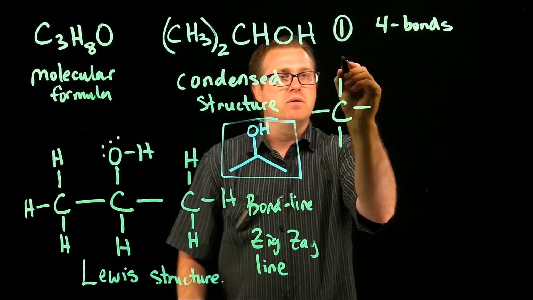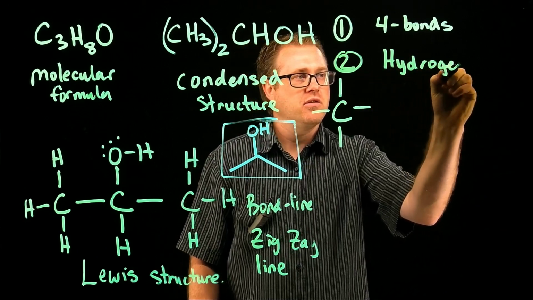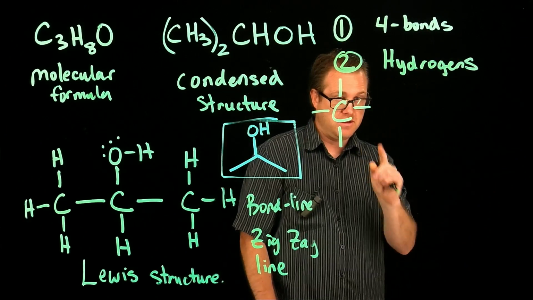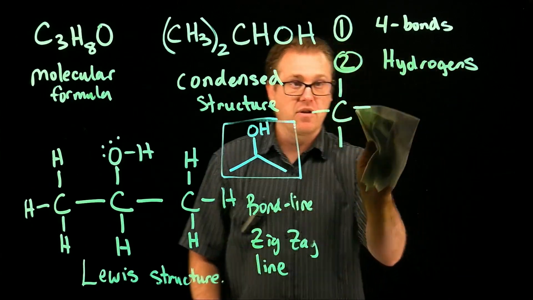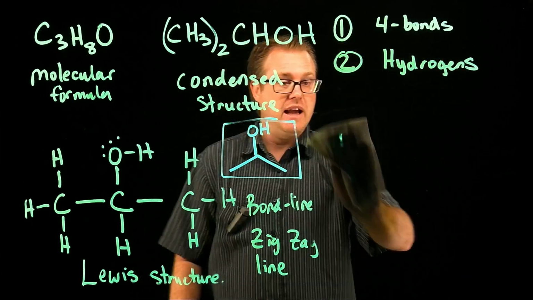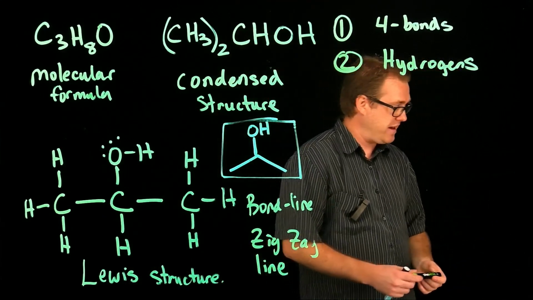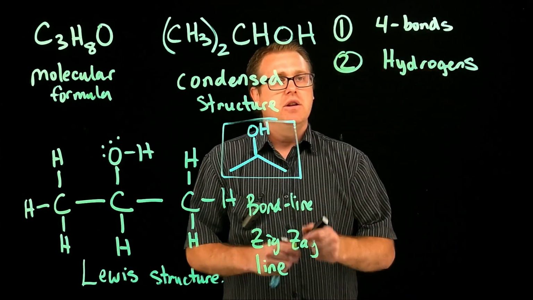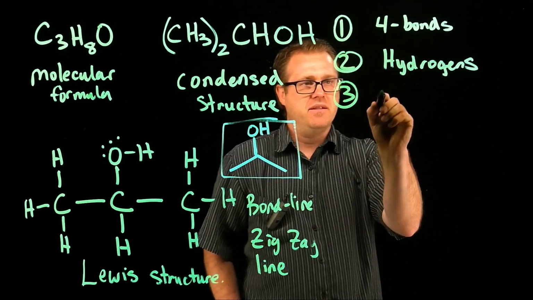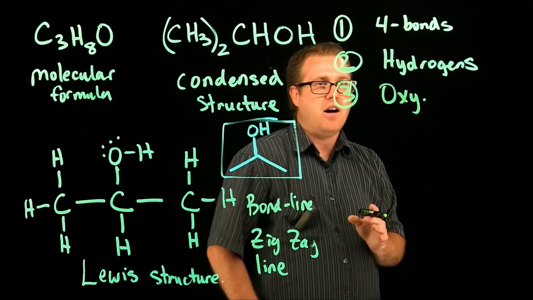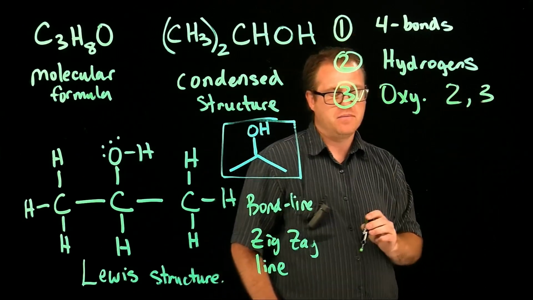The second rule is hydrogens can only have 1 bond. I already discussed an example of 1 bond for every hydrogen atom. You cannot do double bonds or multiple bonds on a hydrogen atom. The third rule that you need to be aware of is oxygen atoms. Oxygen atoms can have 2 or 3 bonds.